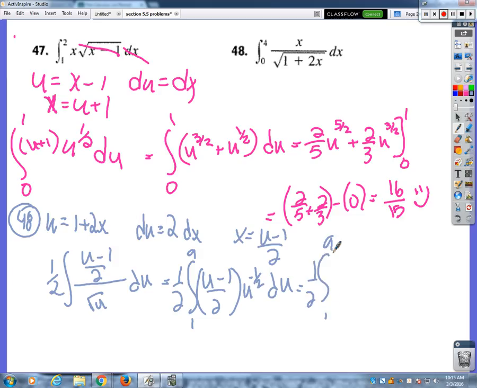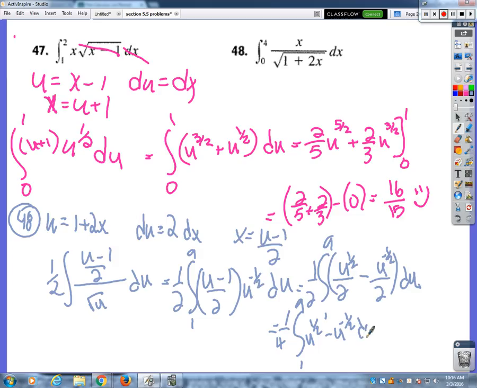This is a brutal one. So u to the negative 1/2 times u is u to the 1/2, and that's over 2. Minus u to the negative 1/2 times 1 is u to the negative 1 over 2. They're not like exponents, so you can't combine them. You could factor out this 1/2 to make your life a little bit easier and make this a 1/4 in front. And then just make it u to the 1/2 minus u to the negative 1/2.